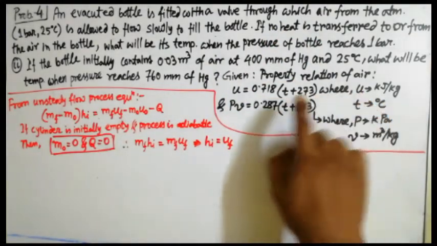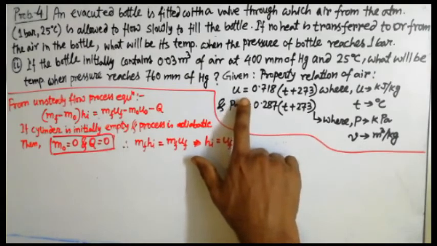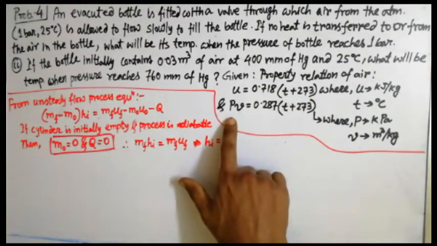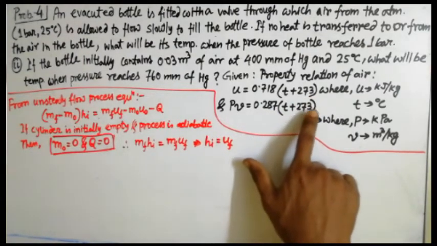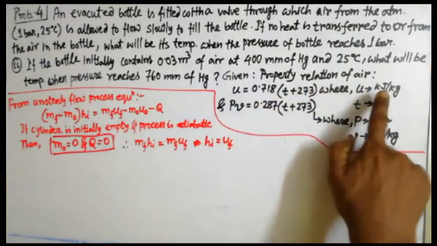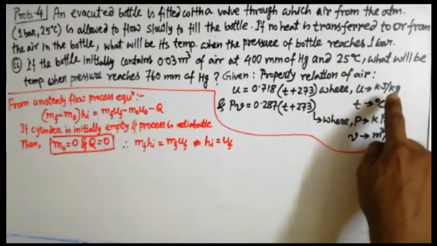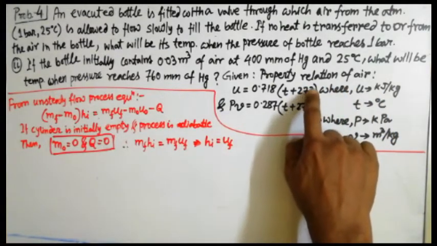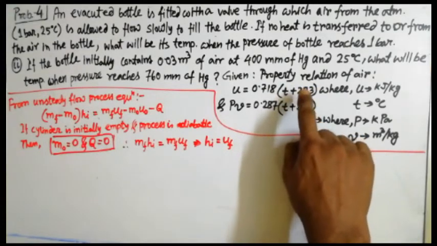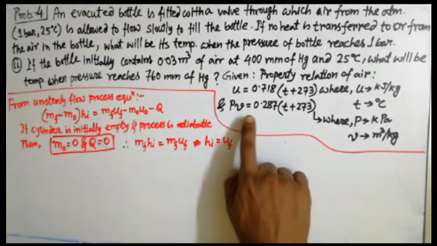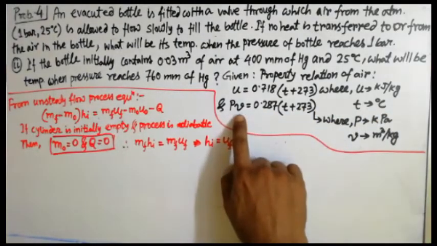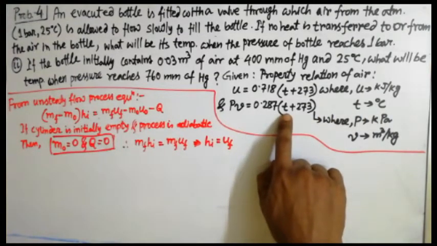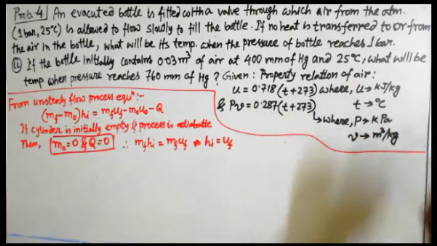Two property relations are given for air, that is, small u relation is 0.718 multiplied by T plus 273, and the flow work pv relation is given as 0.287 into T plus 273. In this u relation, u is in kilojoule per kg, that is specific internal energy, T is in degree centigrade. Mind it, T is in degree centigrade. That's why 273 is added to convert it to Kelvin. Similarly, here also p is in kilopascal and small v, that is specific volume, is meter cube per kg. Here also T is in degree centigrade.